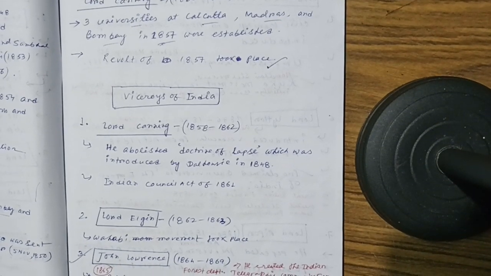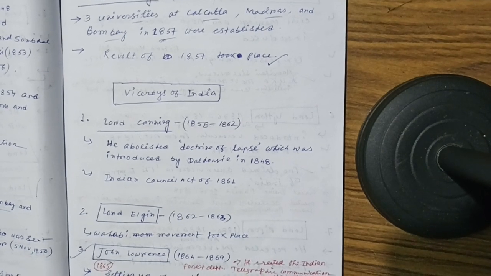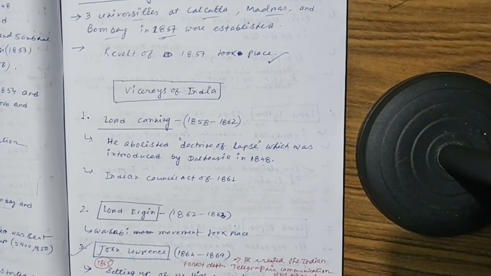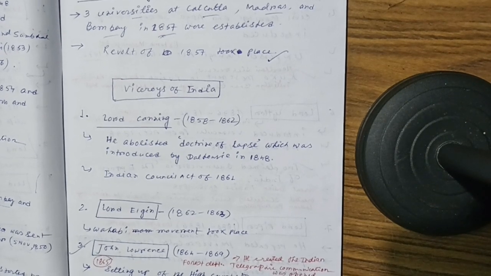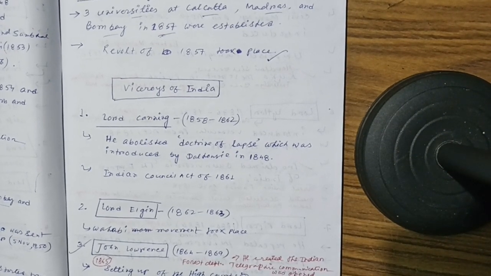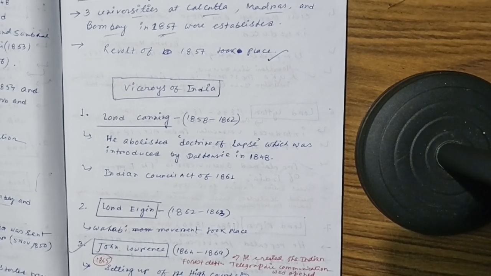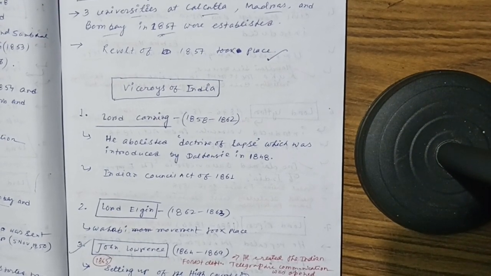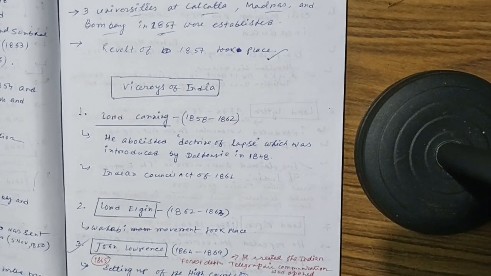Today I'm going to discuss the viceroys of India. First thing you need to understand, who was viceroy? As you know, the revolt of 1857 took place, the Sepoy Mutiny. And the British Crown took the responsibility of ruling India directly. And that's why she appointed viceroy.